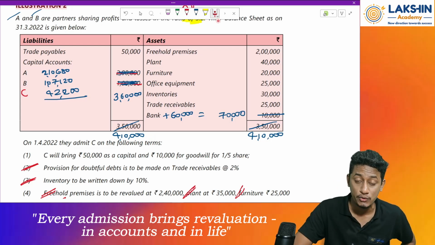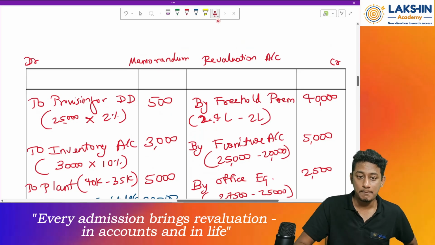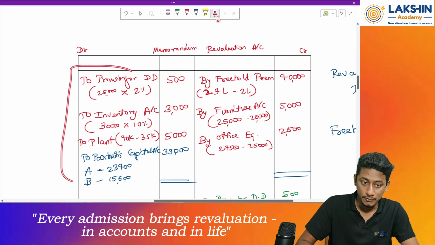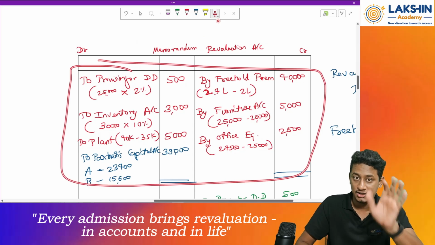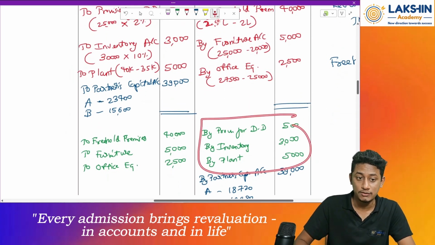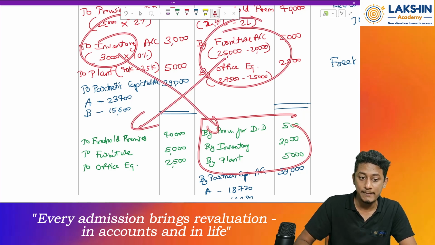And how will you adjust this? By preparing something called a memorandum revaluation account. First of all, prepare it just like a simple revaluation account. This is the first step. Then subsequently, you will reverse all the entries. Whatever debit was there, you will credit it, and whatever credit was there, you will debit it.